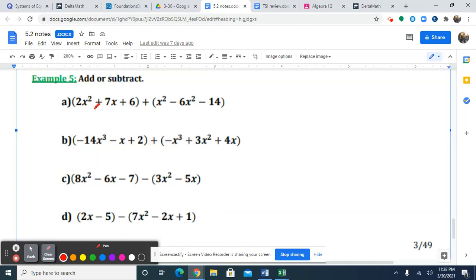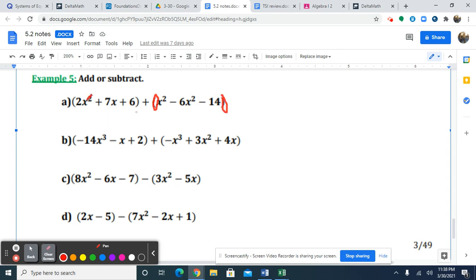Okay, so now what we have here is operations with polynomials. So we'll have two different types of polynomials, and we're either going to add or subtract. Now, when we're adding, it's a little bit more straightforward because all we have to do is drop these parentheses and then just go ahead and combine everything that's a like term.